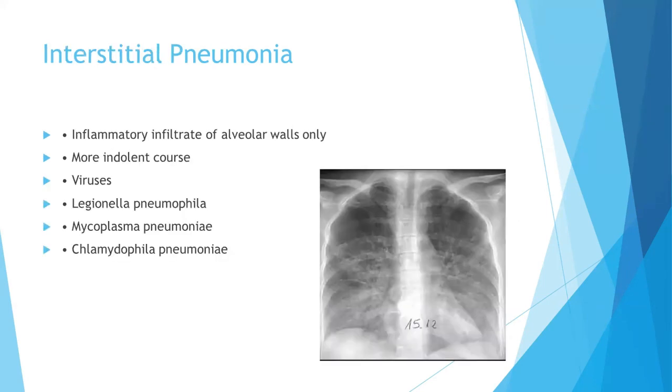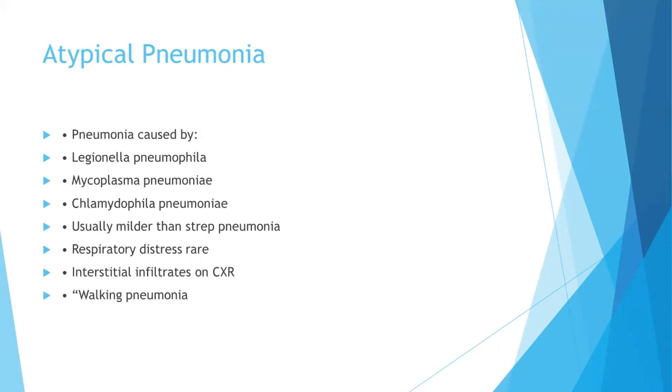Interstitial pneumonia or atypical pneumonia is when the inflammatory infiltrate is only in the alveolar walls. It has a more indolent course, and may be caused by viruses or Legionella pneumophila, Mycoplasma pneumoniae, or Chlamydia pneumoniae. Atypical pneumonia, the pneumonia caused by these organisms, is usually milder than Streptococcus pneumonia. Respiratory distress is rare, and there is interstitial infiltration on chest X-ray. It is also called walking pneumonia, because the patient just walks into the OPD, or the patient does not know that he has pneumonia, so it is called atypical or walking pneumonia.